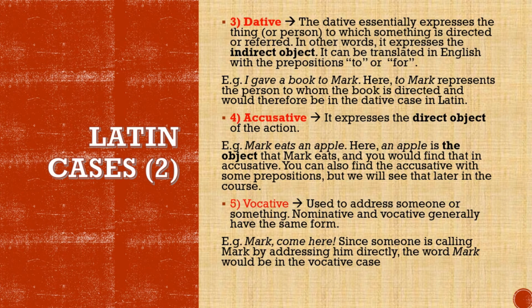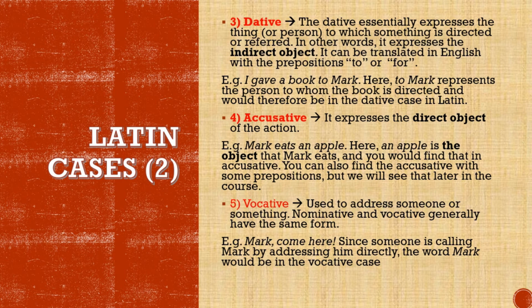Then we have the dative. So the dative essentially expresses the thing or person to which something is directed or referred. This is why it expresses the indirect object. It can be translated with "to" or "for." For example, "I gave a book to Mark." So Mark is the end of the action because the book is directed to Mark, in a sense. And so in Latin you would have the dative. Even if I say, "I bought pizza for you," "you" will be in the dative case.